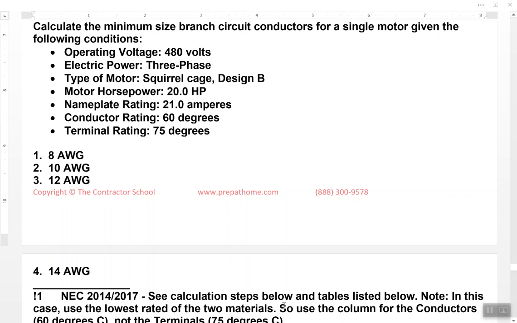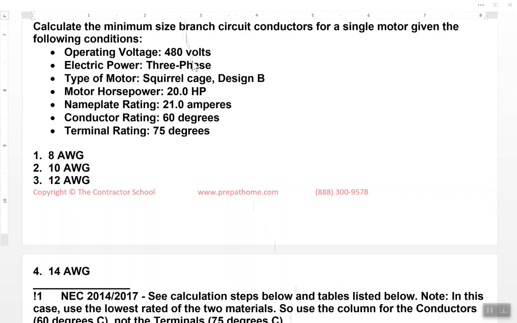Calculate the minimum size branch circuit conductor. So we're still talking about the branch circuit conductors. We're not talking about overcurrent protection yet. We should get to one of those. I'll try to find one here in this material and make sure we go through overcurrent protection as well, because we want to make sure we cover that. It's not always going to ask for the branch circuit conductors. A lot of times it's the overcurrent protection. So let's just make sure we get this one down. We'll do one more example here on branch circuit conductors or feeders. I'd like to do multiple motors as well if we can get there.